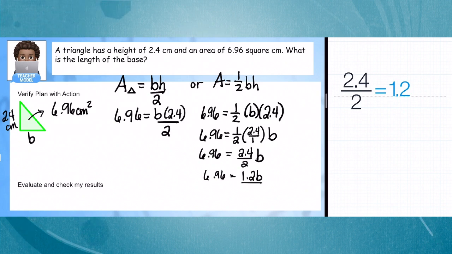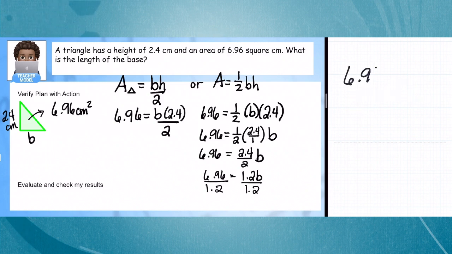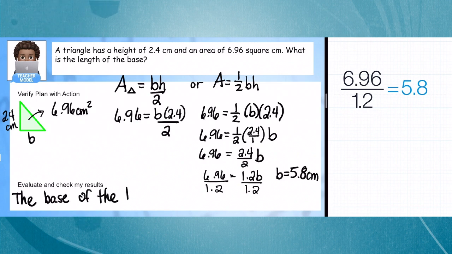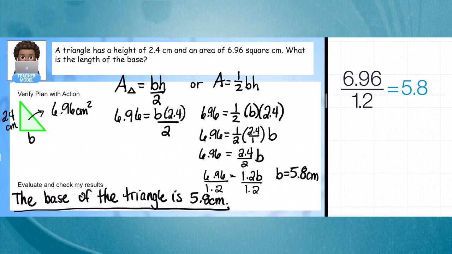So I'm going to turn this into a division problem. Divide both sides by 1.2. So 6.96, on your calculators, you would just use a division symbol and you would get 5.8. So b is equal to 5.8. What are our units? Centimeters. The base of the triangle is 5.8 centimeters. Not centimeters squared, because this is not area, it's just the length.